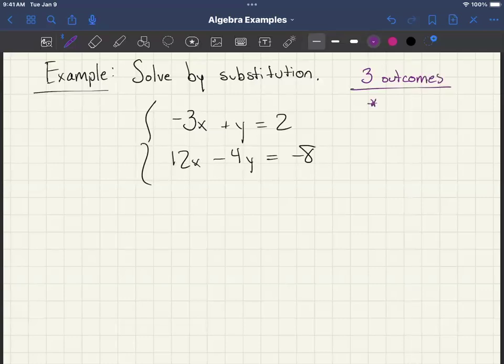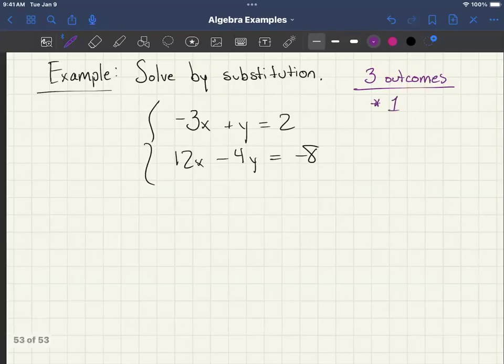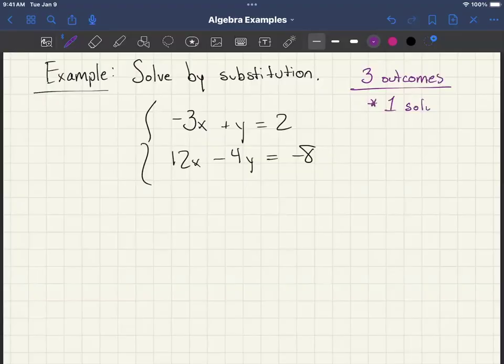Now, one of the outcomes might be that you get one solution, an x comma y. Those are kind of nice, where x is equal to a single number, y is equal to a single number. All of that is beautiful. You also might get no solution. It is possible to have two lines that never actually cross. So in that case, you'd have no solution.